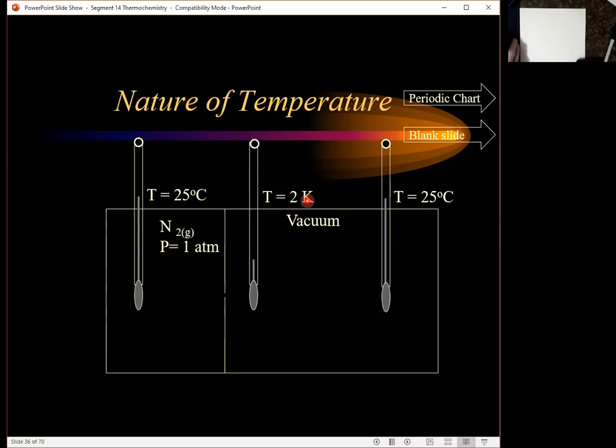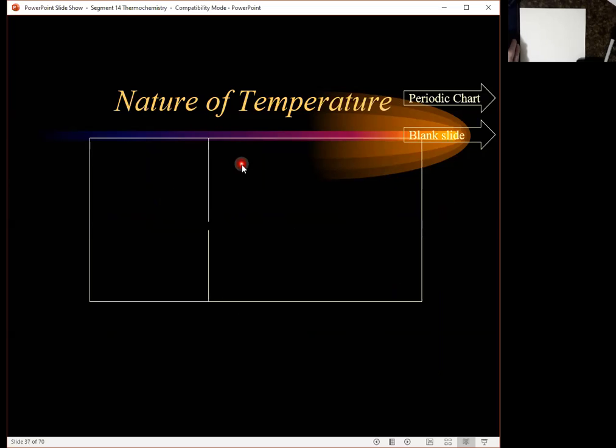What did that? It's a trick question. Nothing did. But it did happen. What heated it up from 2 degrees Kelvin to 25 degrees Celsius, 298 Kelvin, just by going across to the other side of the chamber? Why does this happen? Well, let's look at things on a molecular level, and then it will make sense.